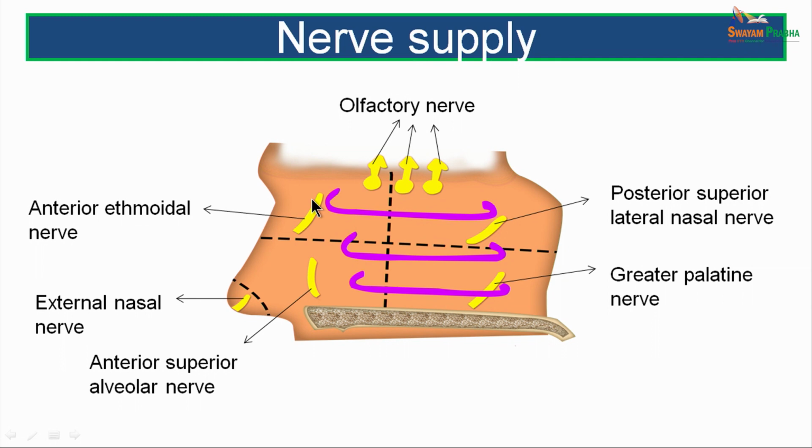Sensations from the anterosuperior quadrant are carried by the anterior ethmoidal nerve. Those from the anteroinferior quadrant are carried by the anterior superior alveolar nerve, near the tip also by the lateral nasal or the external nasal nerve. Posterosuperior quadrant, sensations carried by the posterior superior lateral nasal nerve, and the posteroinferior quadrant, sensations carried by the greater palatine nerve.